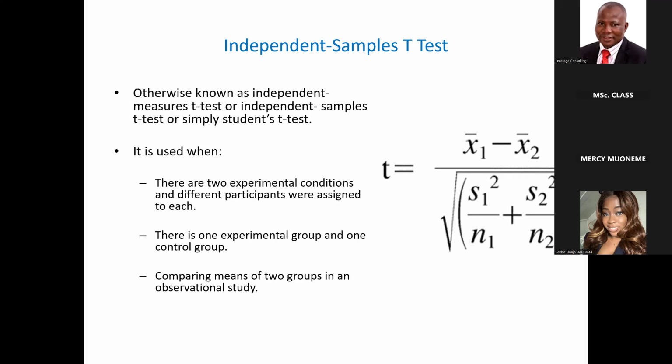It is used when there are two experimental conditions and different participants were assigned to each, or there is one experimental group and one control group, or when comparing means of two groups in an observational study. So here, study design comes into play. Whether you are doing experimental or observational, you are comparing means of two independent groups.